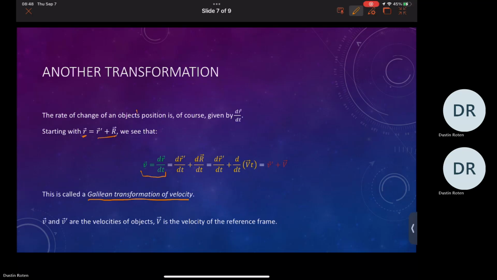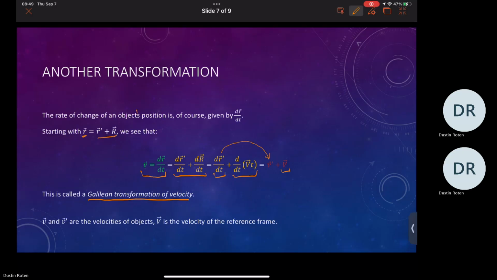Okay, so we know the velocity is dr/dt. But then we can distribute this derivative and take the derivative of r prime, and then take the derivative of big R. Okay, we can just write that here. Well, that's just dr'/dt. Now we have this really basic equation from the previous slide, essentially where the position of R is given by the velocity times time. Well, we can take the derivative of that, and we're left with big V. And of course, dr'/dt is just the velocity in the prime direction.